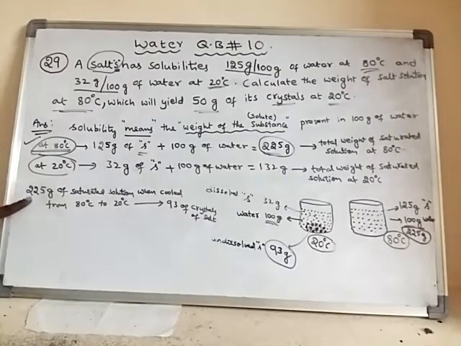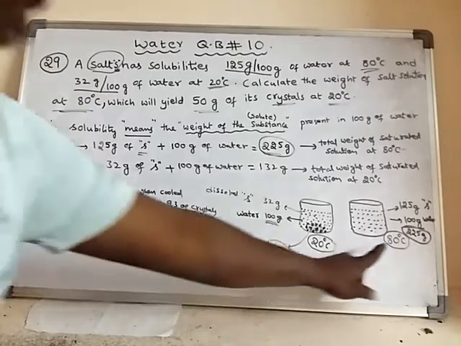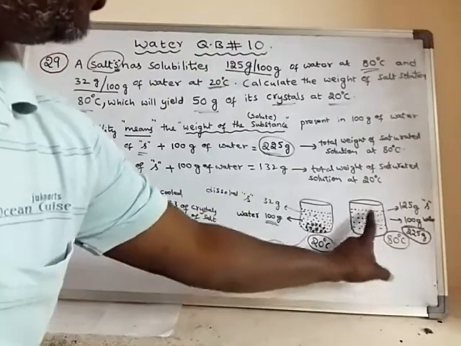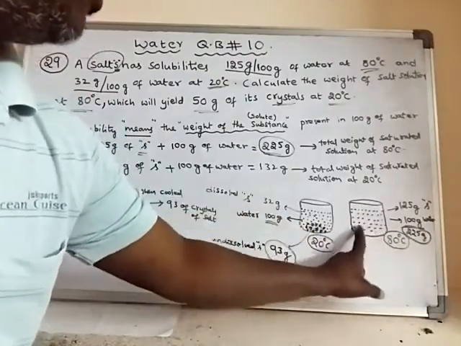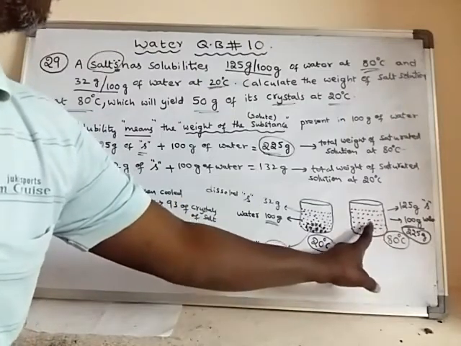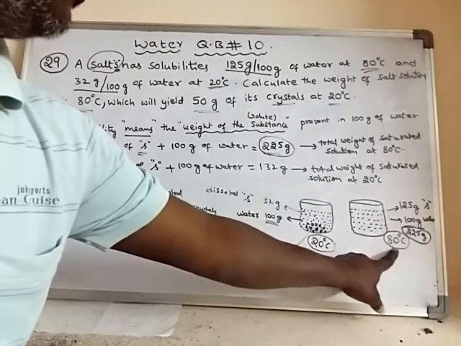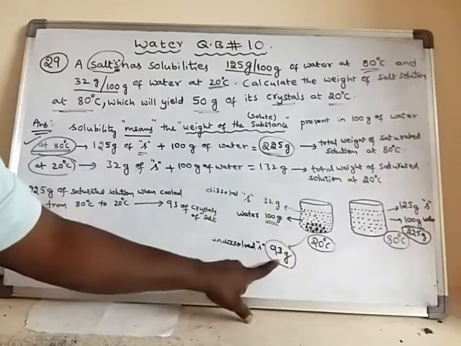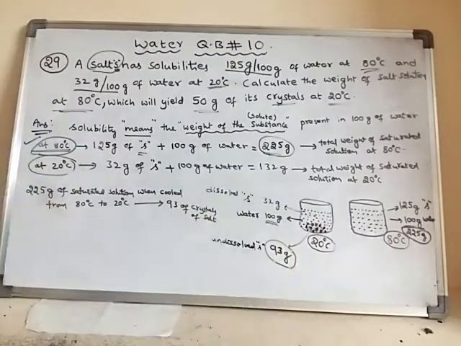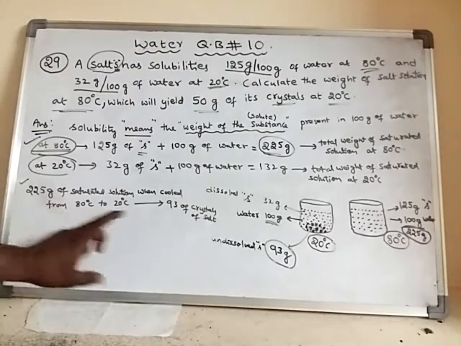Okay, so did you understand this one? See here, how much amount of solution total? 225 grams. So 225 grams of this saturated solution when cooled from 80 degrees centigrade to 20 degrees centigrade, how much amount of salt crystals are produced? 93 grams of salt crystals are produced. Okay, right. So this one we could understand. So far we could understand.